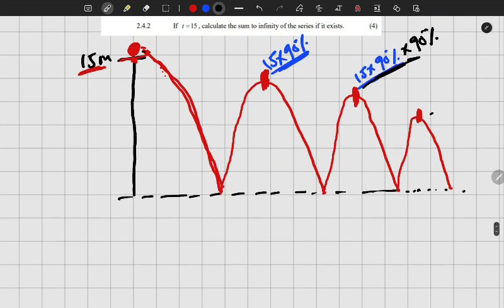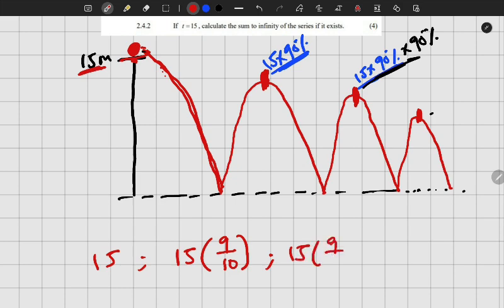So if we write this down, the initial height was 15. The next one was 15 times 9 over 10. The next one is 15 times 9 over 10, but now it's 9 over 10 of this previous height, so times another 9 over 10, which ends up being 9 over 10 squared. The next one is 15 times 9 over 10 squared times 9 over 10, which ends up being 9 over 10 cubed. You can see the pattern: the next one will most likely be 15 times 9 over 10 to the exponent 4, exponent 5, and so on.